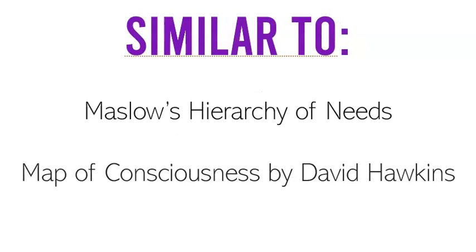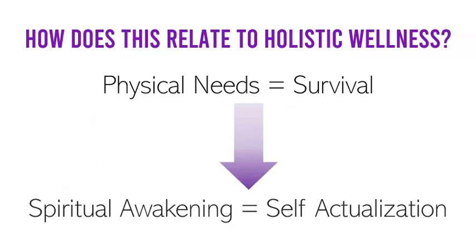You might have heard of Maslow's hierarchy of needs. You might have also heard of the map of consciousness by David Hawkins. These are two systems that spiral dynamics is very similar to. I've talked about Maslow's hierarchy of needs before, and I love how it ties in with holistic health. That brings me to the next slide: how does this relate to holistic wellness?